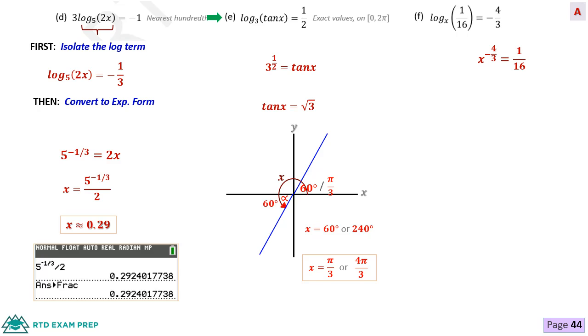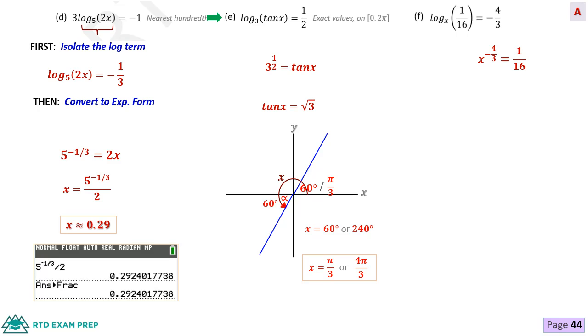Part F, we have the logarithm base x of 1/16 equals negative 4/3. So as we convert this, our base of x will be the base for the exponential, and the negative 4/3, the output of the log, will be our exponent. So we have x to the negative 4/3 equals 1/16. Again, when we solve for x, we want the final step to read x equals. So I need this exponent to become 1.